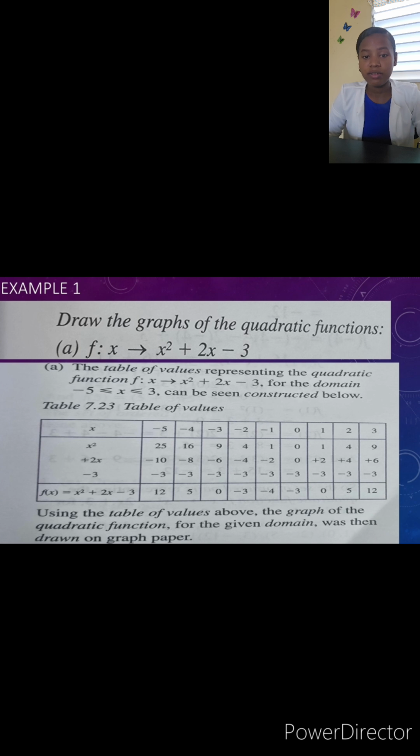So -5 x squared, if we square -5, so wherever x is, we put -5. So (-5) squared is 25. Very good. So we put that 25 at the side. Let's move on to the next part.